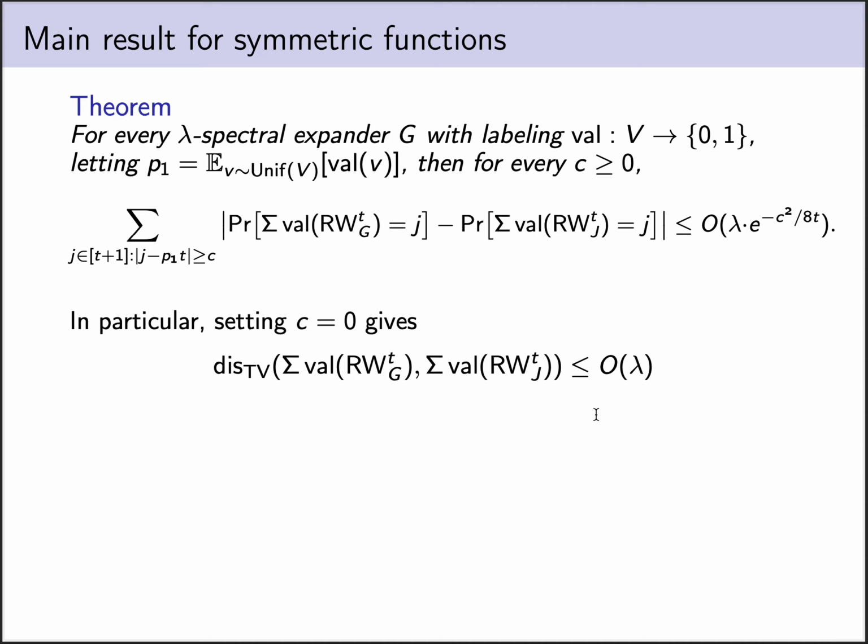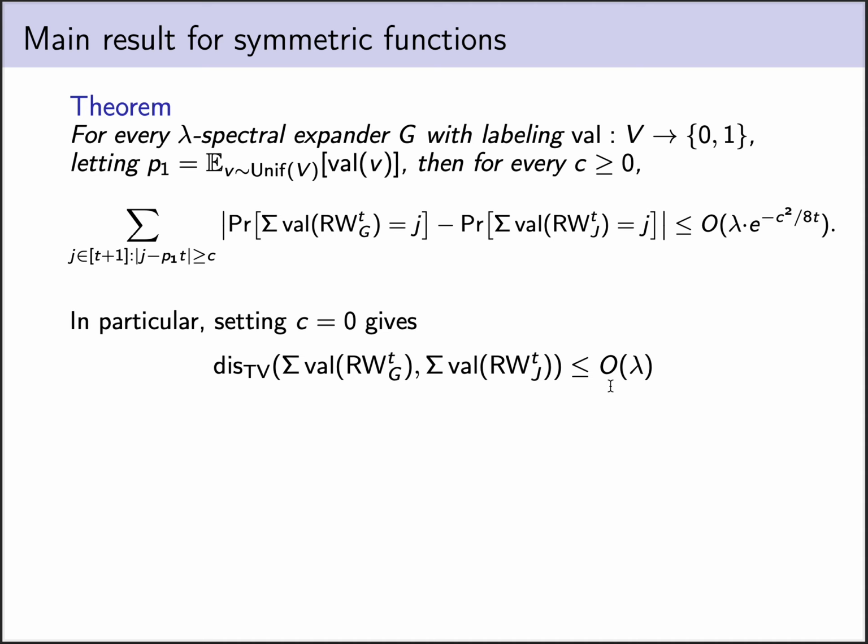Okay, so in the next few slides, I'll be stating our main results. First, for symmetric functions, we show that for every lambda spectral expander G with a vertex labeling, here I wrote binary, but some of these results basically generalize to Q-ary, or at least this total variation bound here. We show that the total variation distance between the sum of the labels from a random walk on our expander G and the sum of the labels from a random walk on the complete graph J is at most big O of lambda.